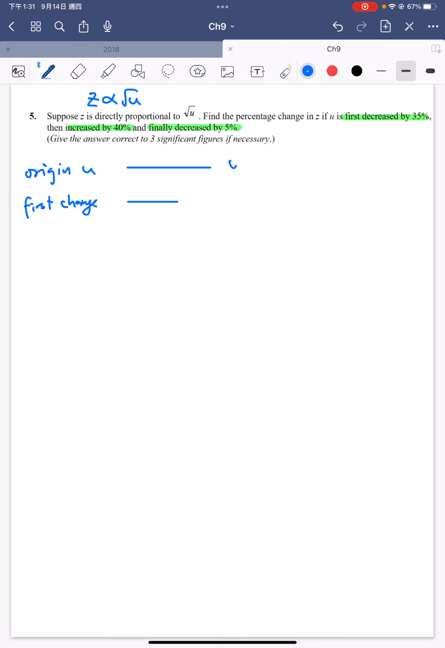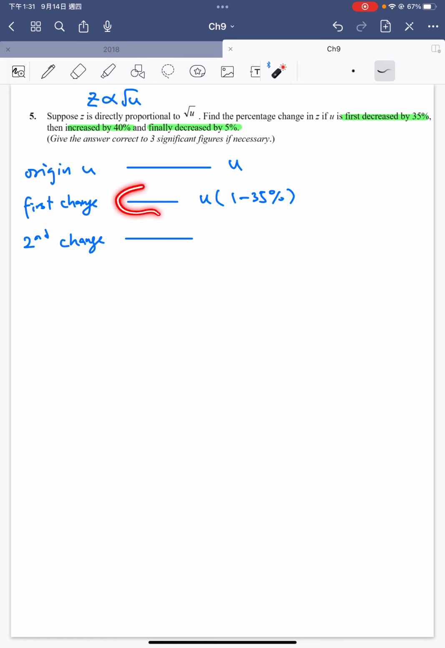So if this is u, then after the first change it is going to be equal to u times 1 minus 35%. Then we have the second change. We increase this one by 40%. What does that mean? It's going to be increased, so we are using this value to times another 1 plus 40%. Then we have u times 1 minus 35% times 1 plus 40%. Is this okay?